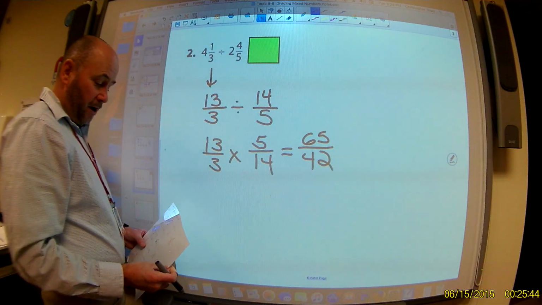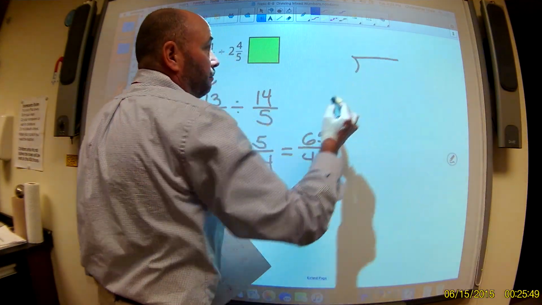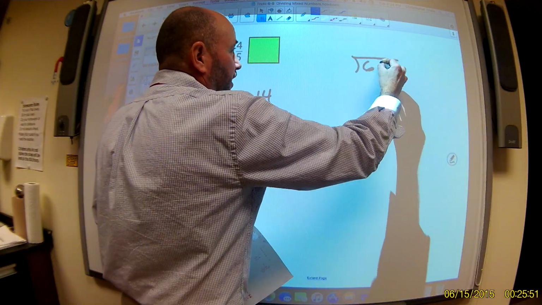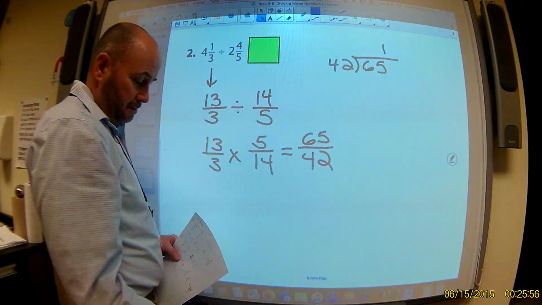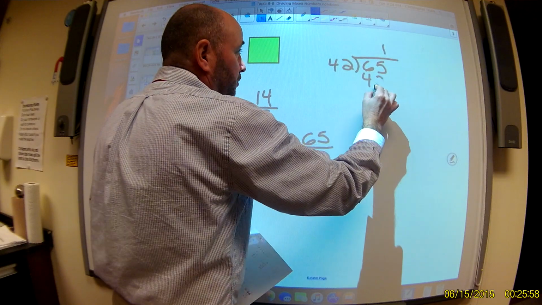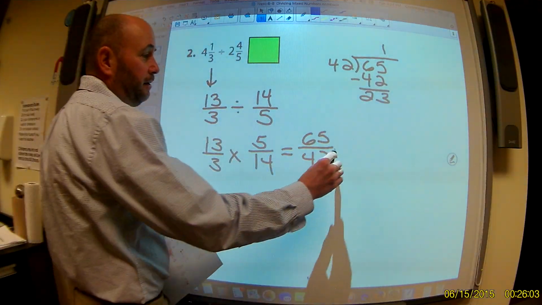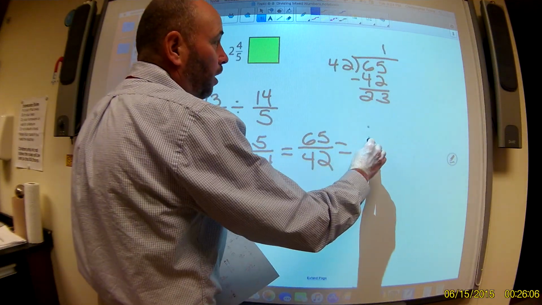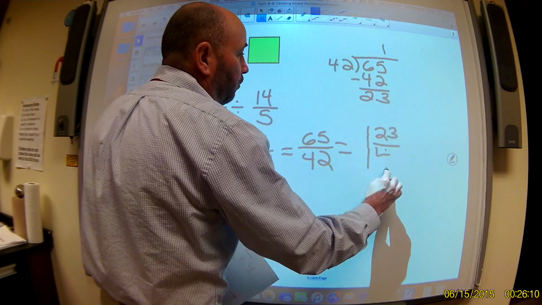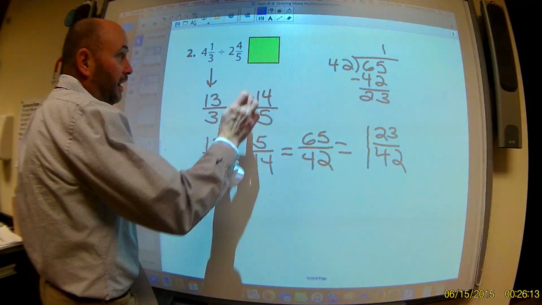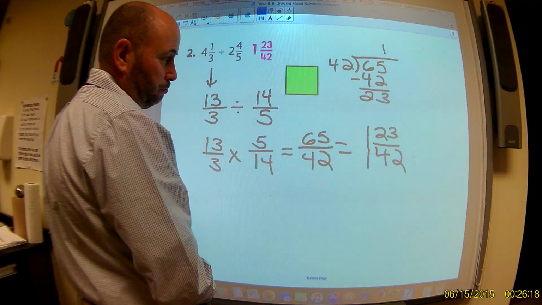So we have an improper fraction, so we want to divide 65 by 42 to get our mixed number, and we will do 65 divided by 42. It will go in 1 time, and 1 times 42 is 42. Subtract, and we get 23. So we have 1 and 23/42. And that is how they came up with the answer of 1 and 23/42.